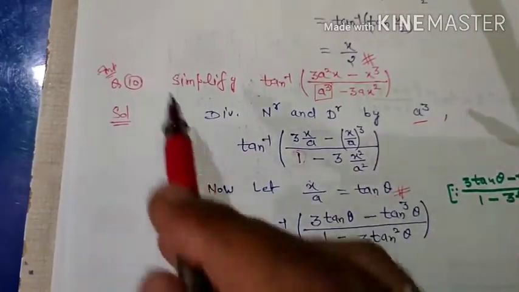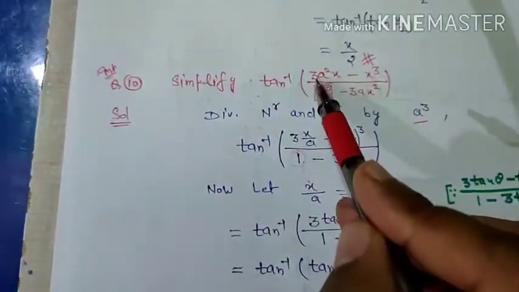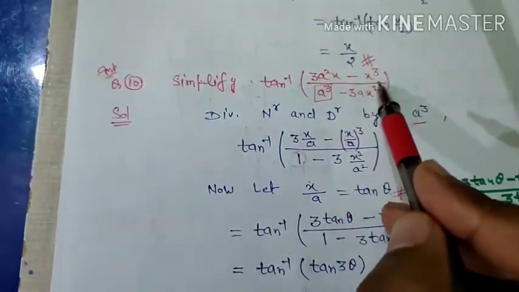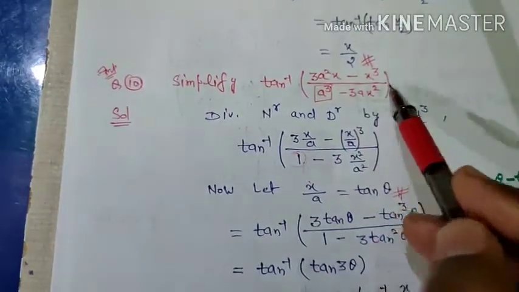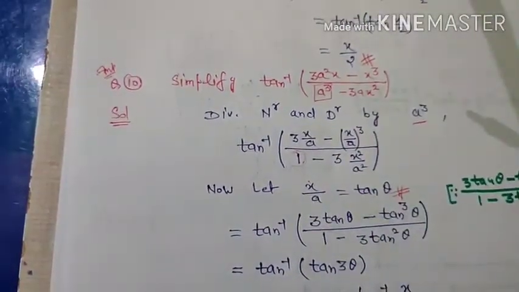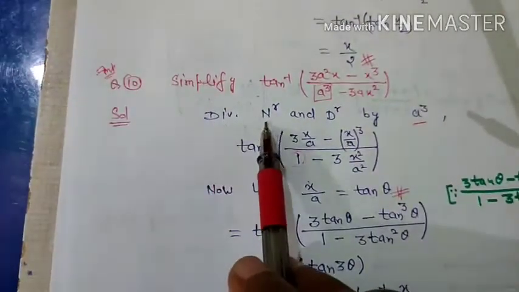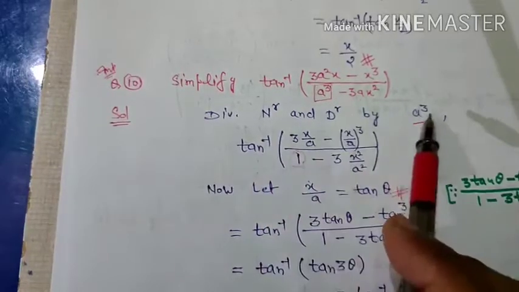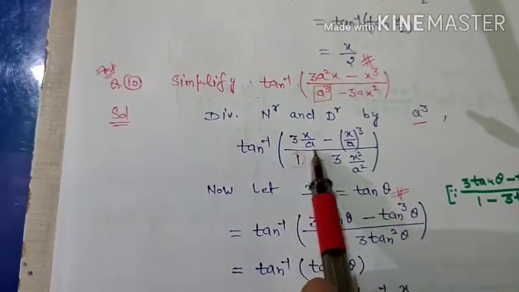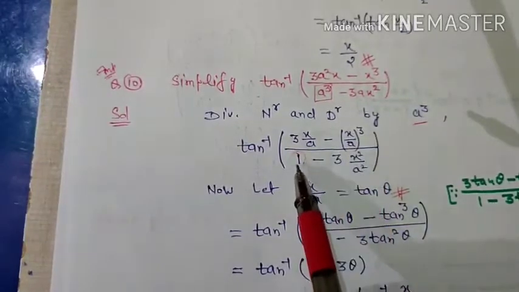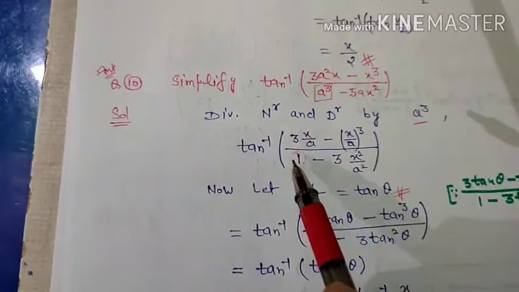This is a very important question. Question number 10. We have to simplify tan inverse of (3a square x minus x cube) upon (a cube minus 3a x square). Now we will divide the denominator and numerator by a cube. We get tan inverse of (3x by a minus (x upon a) whole cube) upon (1 minus 3x square upon a square). Why are we dividing it by a cube?